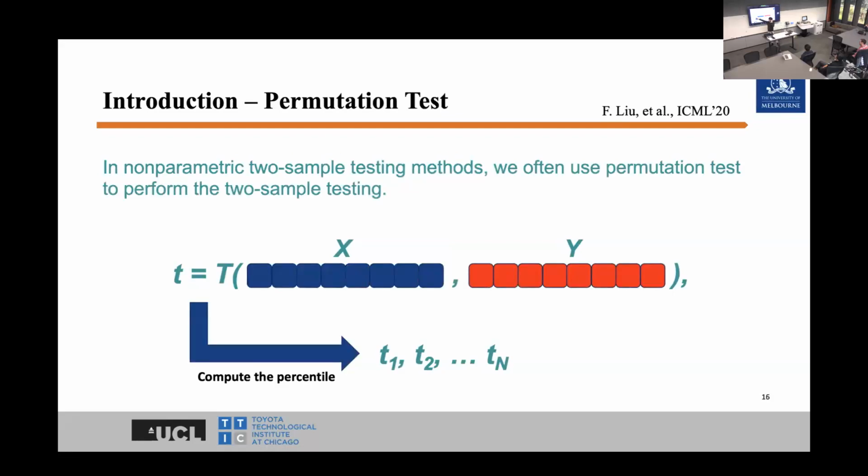If this little t's value is very high, in a very high percentile, say the 99th percentile within this series, we say X and Y are from different distributions, because normally a smaller t means they are closer to each other. So this is a permutation test. We have X and Y and the statistic T, and based on these, two sets of samples and one function, we can tell if they are from the same distribution or not.